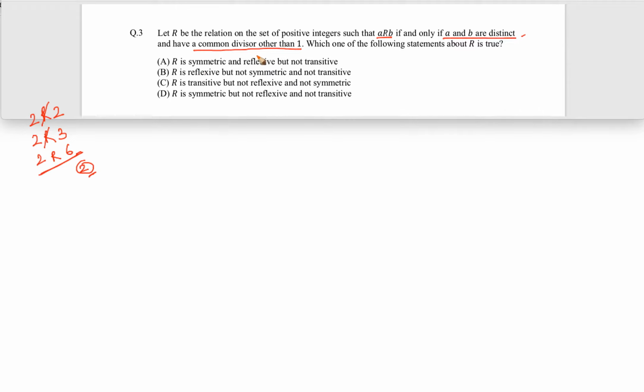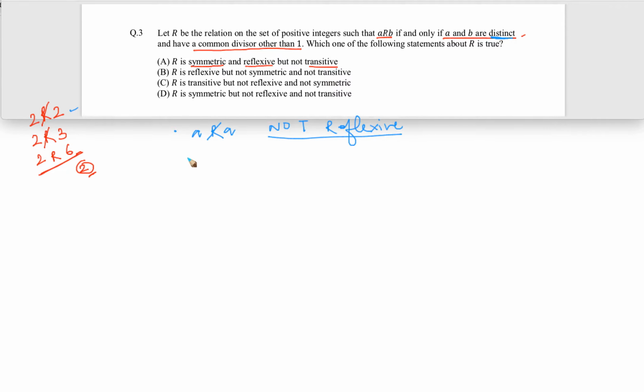Now using this definition, they have given 4 options, and we have to see what is true and what is not true. They are talking about 3 things: symmetricity, reflexivity, and transitivity. So first of all, in general, we'll figure out whether such a relation is symmetric, transitive, and reflexive or not, and then we'll come back to the options. Let's talk firstly about reflexive. A and A will never be in relation. Why? Because they have to be distinct. So we can say that it is not reflexive, that is for sure.